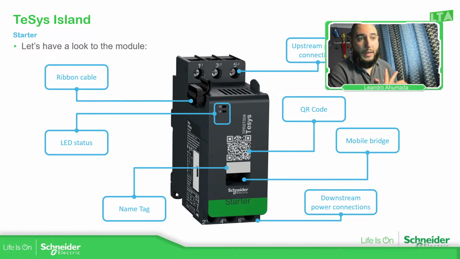Now we have some LED statuses, so depending on the status of the LEDs, we have the possibility to know what's going on. Here we can see, as with a standard contactor, if it's closed or open. Then we have the QR code that basically goes to some information about the starter, the documentation, and then the downstream connection to connect the motor to the load.